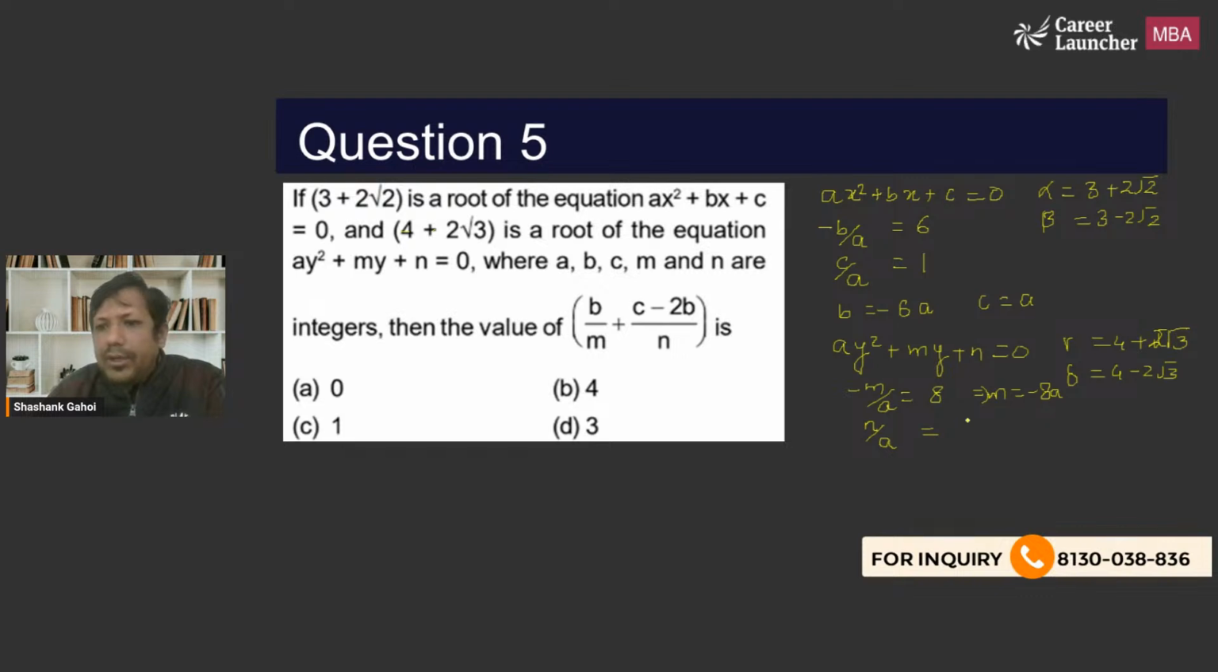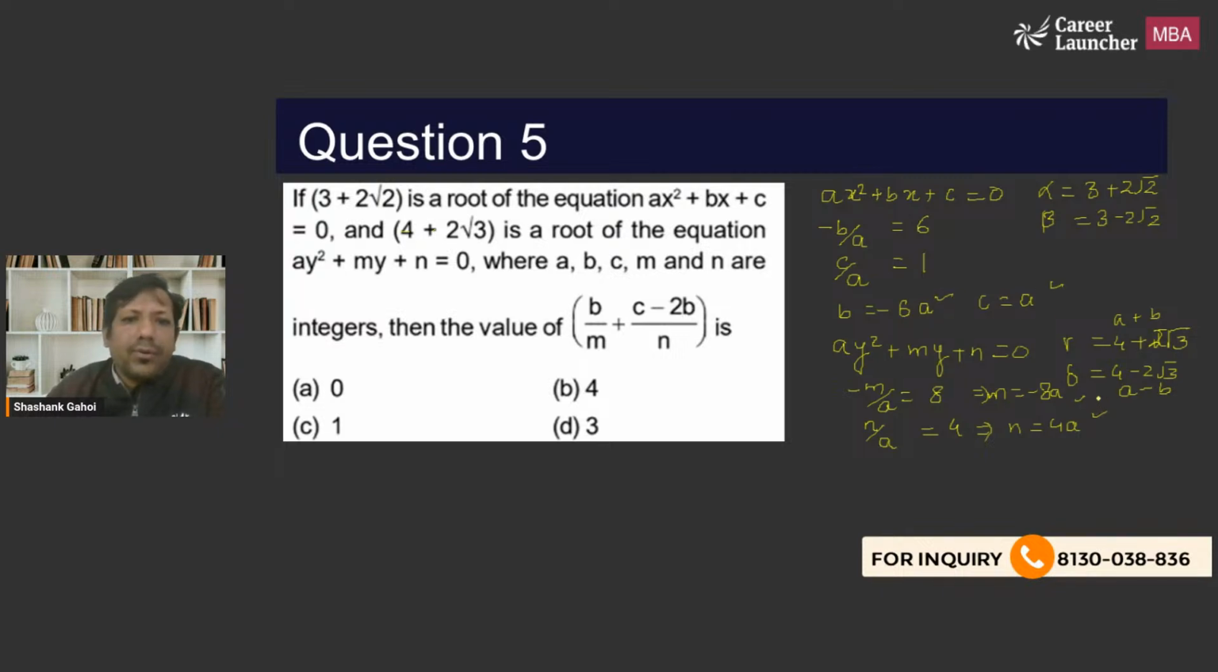So 4 square, this is in the format of a plus b, and this is in the format of a minus b. If I multiply both numbers, I'm going to get a square minus b square, right? So a square is 16 and b square is 2 root 3 whole square, that is 12. So that comes out to be 4. So from here I can conclude that n is equal to 4a. Now if you see, I got all the values in terms of a.